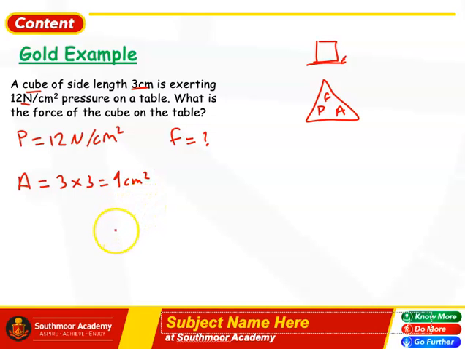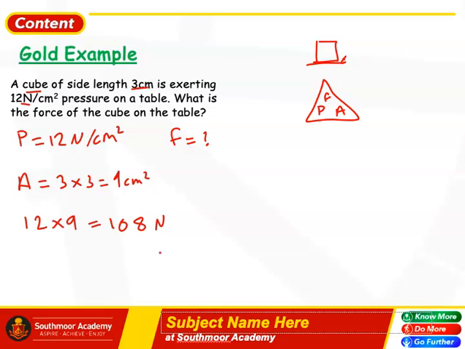So now let's work out our force by doing 12 times 9 to give us 108, for our force in newtons. So 108 newtons for our force applied.